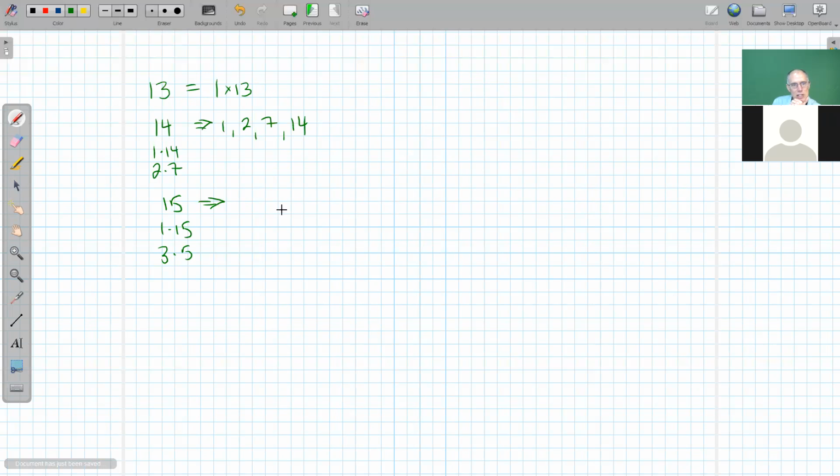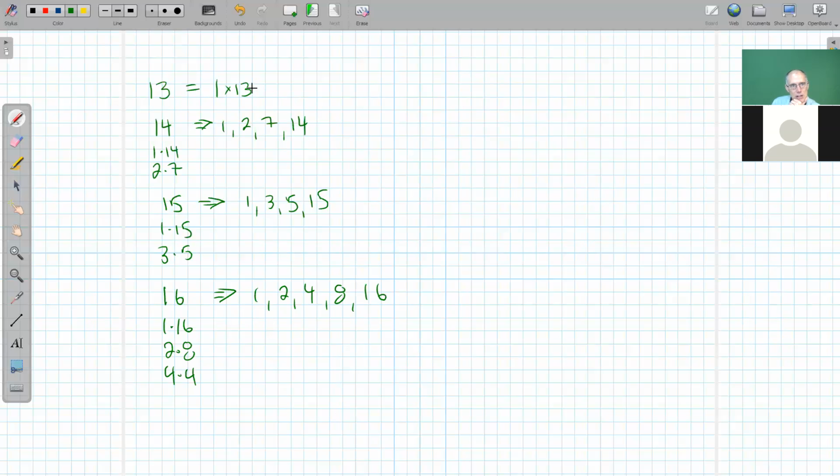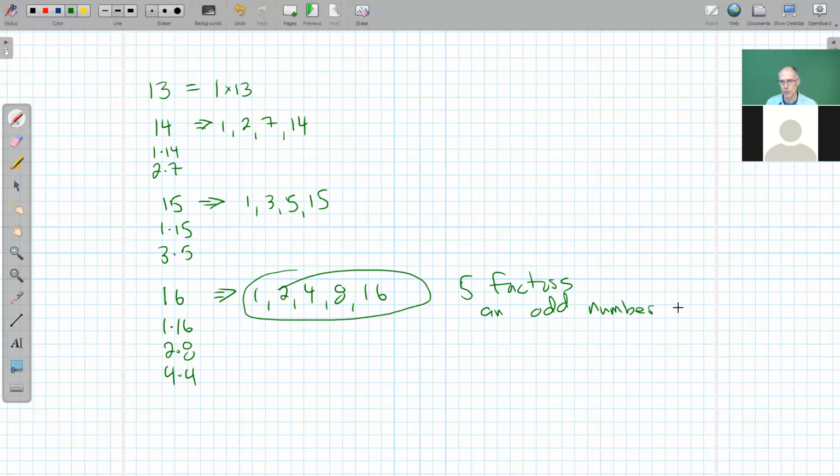And I guess equals isn't the appropriate symbol there. 1, 3, 5, and 15. 16, let's see, 1 times 16, 2 times 8, 4 times 4, that's a repeat. So its factors are 1, 2, 4, 8, and 16. Oh, it has 5 factors. An odd number of factors. What's different about 16 than these other numbers besides it's an odd number of factors there?